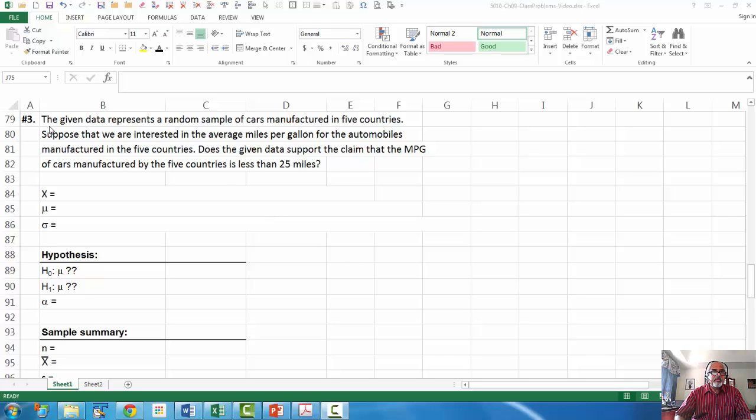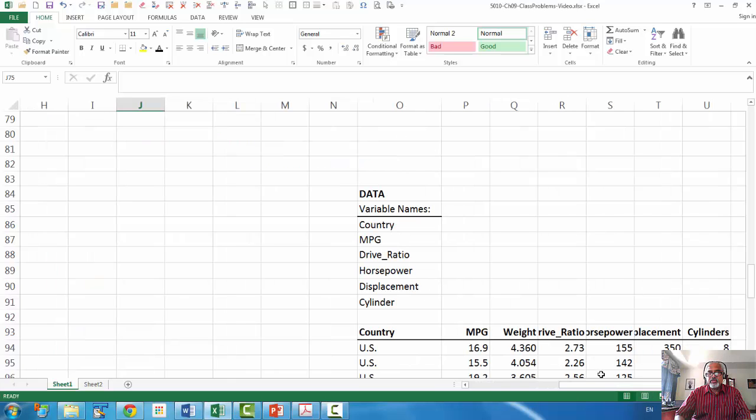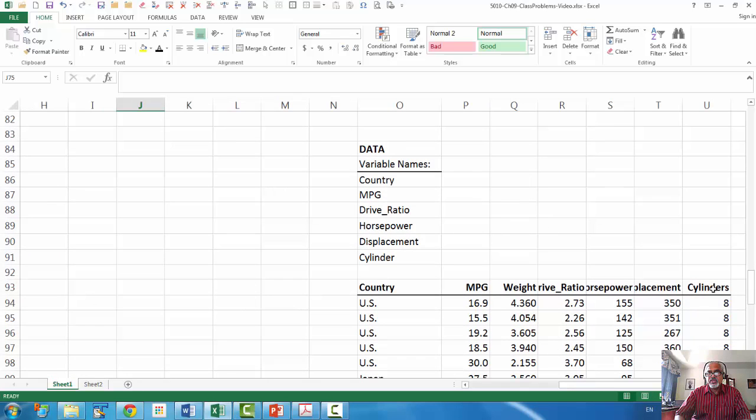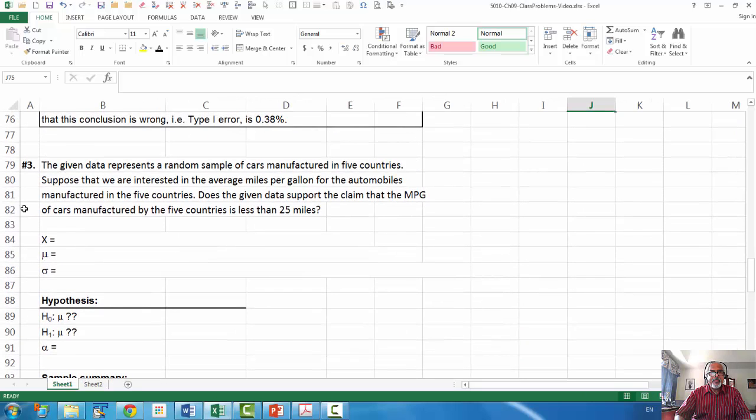So here the problem states that the given data represents a random sample of cars manufactured in 5 countries. The data is given here, and we've already seen this data previously, where we did a confidence interval for the proportion of cars with 6 cylinders. So it's the same data. Suppose that we are interested in the average miles per gallon.